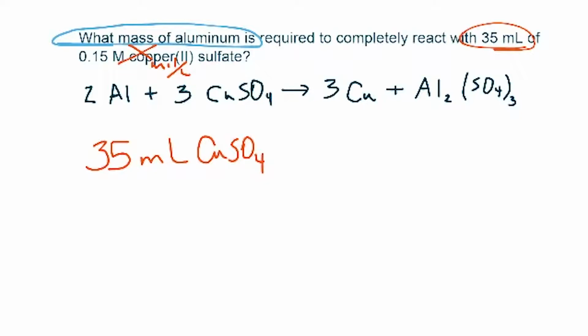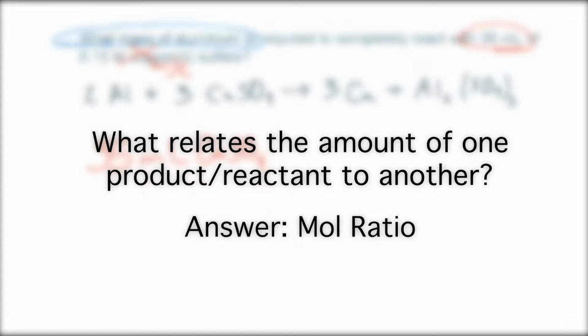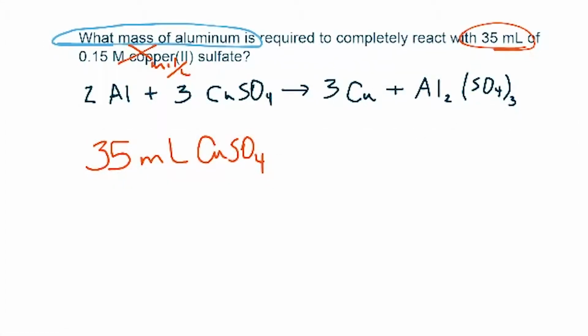And now we compare the unit that we're given with the unit that we're asked for. So we're given the volume of a copper(II) sulfate solution, and we're asked for a mass of aluminum that are involved in our chemical reaction. And of course, these are not the same physical quantity. What is the only bridge that we have that relates the amount of one product or reactant in a chemical reaction and another? Of course, we know that that's the mole ratio. So the mole ratio, which we get from our balancing coefficients, will be the bridge that we use for this problem, as it is in all stoichiometry problems.